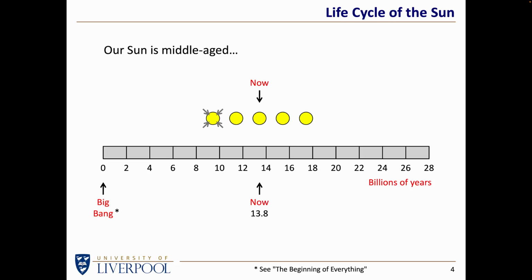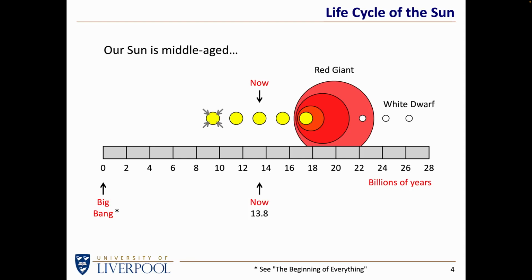It's been around for about 5 billion years, and it'll be around for another 5 billion years, at which point it will start to change. It will start to grow into a red giant phase, and once it's lost the outer atmosphere, we'll be left with a white dwarf. So these cartoons here, not to be taken to scale. This is just an indication of what is in store for the Sun, and we'll have a look at why that happens in due course.